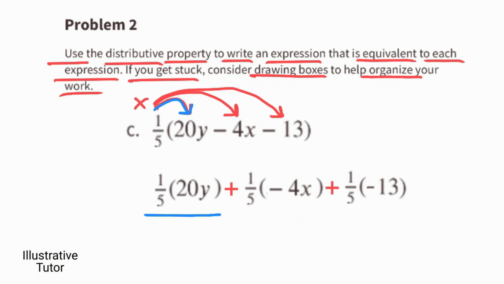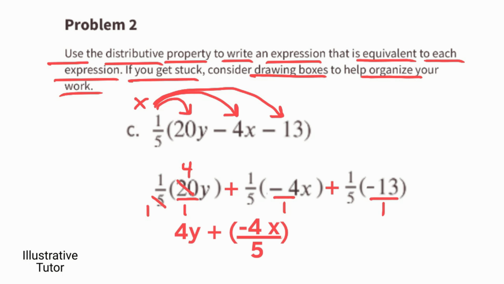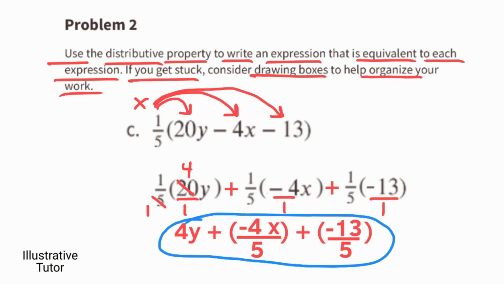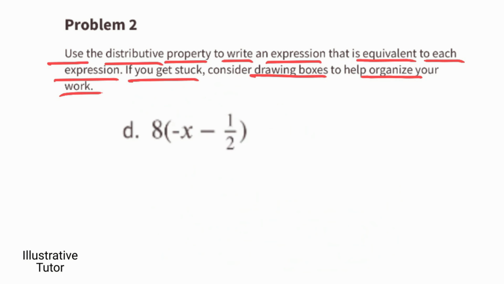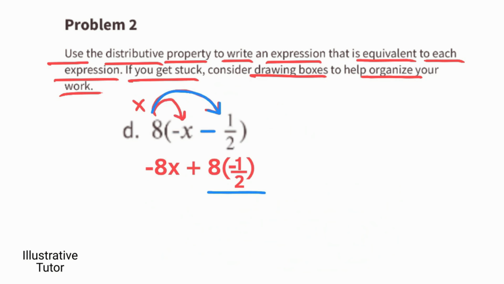C. 1/5 times 20y plus 1/5 times negative 4x plus 1/5 times negative 13. 1/5 of 20y is 4y. Negative 1/5 times negative 4x is negative 4/5 x. Negative 1/5 times negative 13 is negative 13/5.